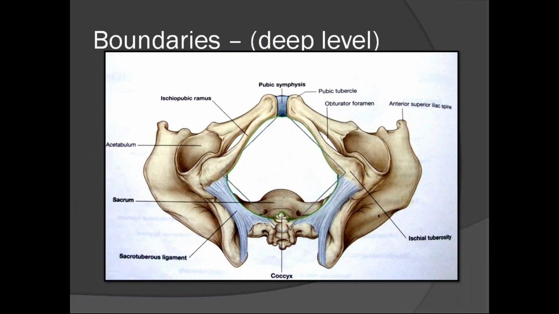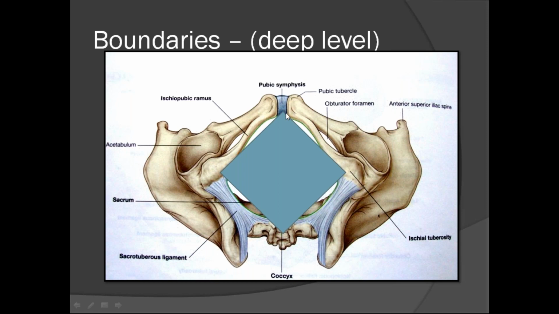Now the boundaries of perineum. The shape of the perineum is diamond shaped. In this picture, you can see the diamond shape. This is the inferior view of the bony pelvis. Identify this is the acetabulum and this is the sacrotuberous ligament. And what are the boundaries of perineum? In this picture, this is the anterior side, this is the posterior side, these are the lateral sides.